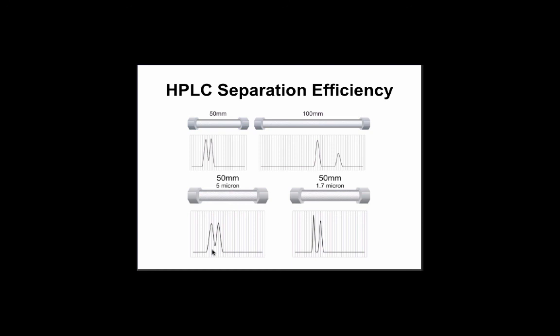So the advantage of working with UPLC is you get the separation that you'd normally get in a long column in a short column. And you get the advantage of the short column in terms of speed. So many people using UPLC are able to get separations in 2 or 3 minutes, which used to take 10 to 30 minutes with an HPLC.